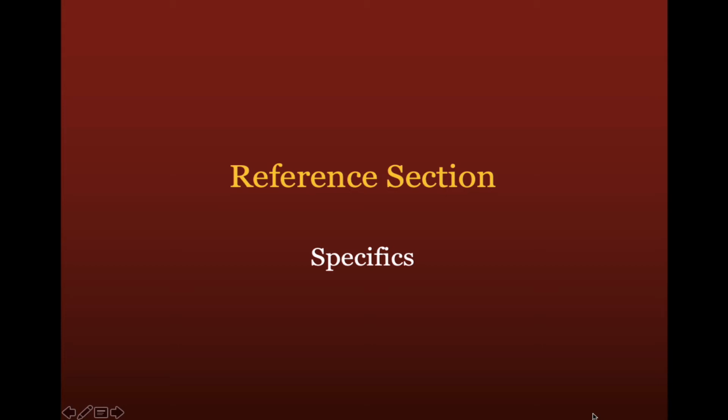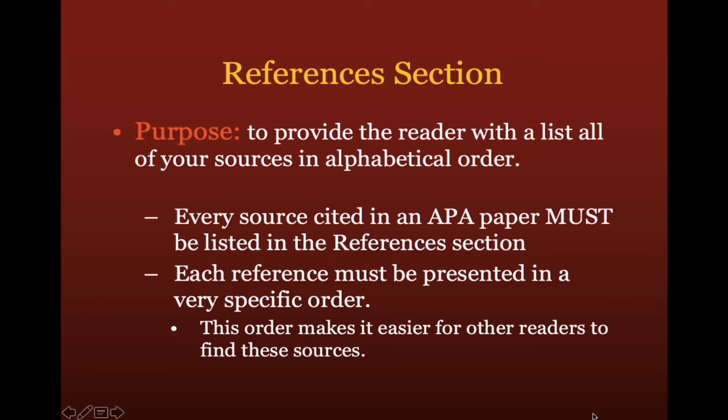Now let's talk about the reference section. The purpose of the reference section is to provide the reader with a list of all of your sources in alphabetical order. This way, the reader can find the sources that you're citing and look them up if they want more information. So everything that you cite in your paper must be listed in the reference section. If you cite it in the paper, it must be listed in the reference section.